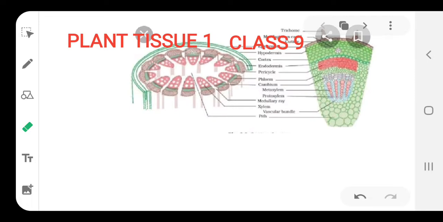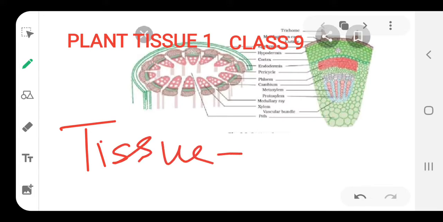Today, as you can see on the screen, we are going to study plant tissue. Before we begin the topic, I hope you all know what a tissue is. So write down the definition of tissues.